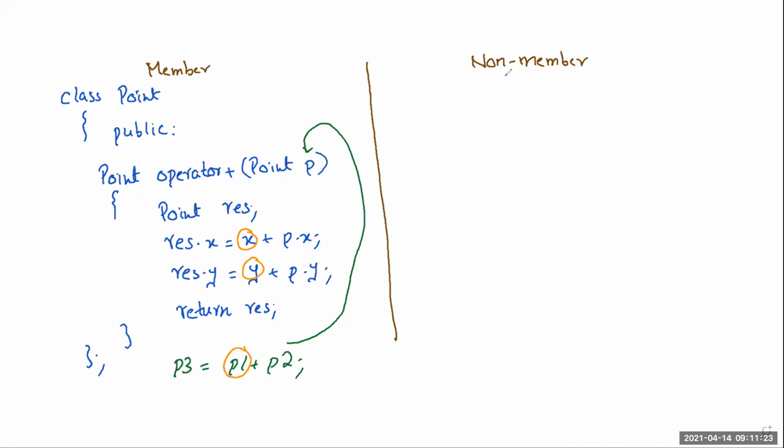Now this function is not in a class. Okay, return type is fine. We know that when we add two points, the answer is a point. What is the name of the function? The name of the function is operator plus. Now you see in the main, when I write p3 is p1 plus p2.